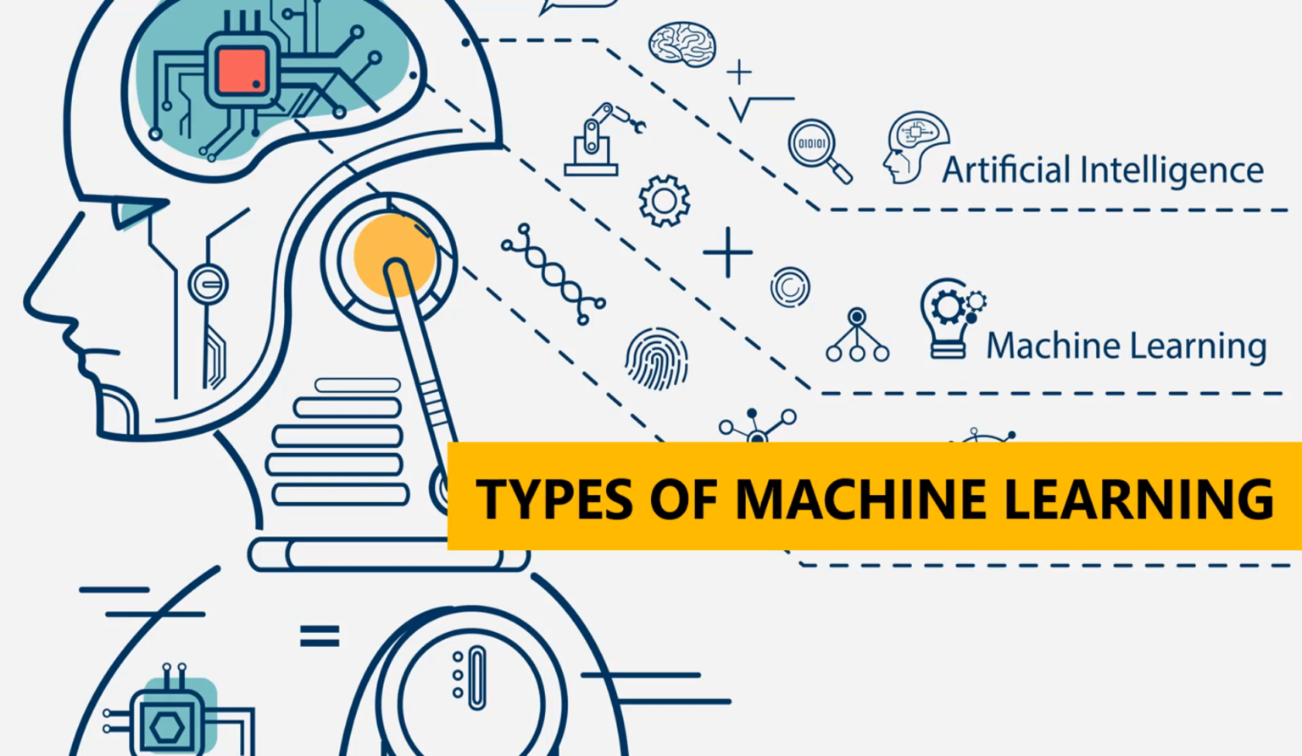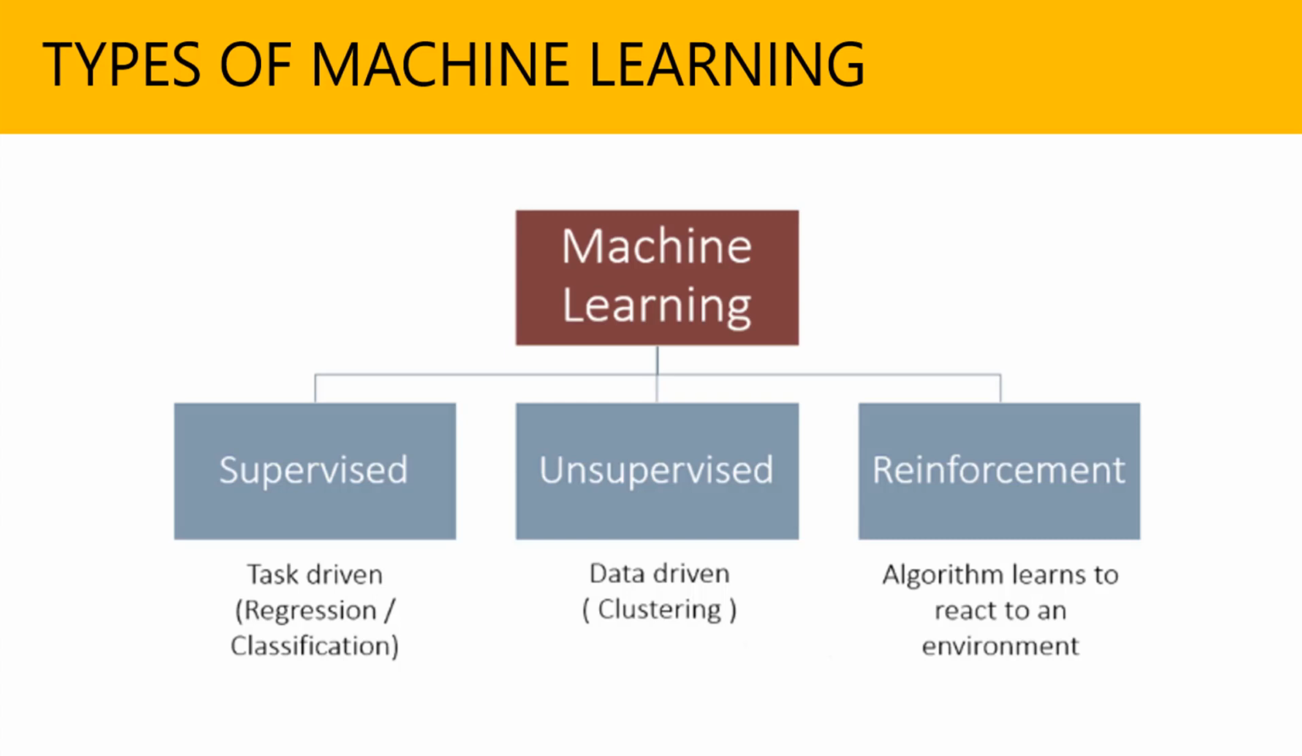I'm going to talk about the types of machine learning that are out there and what is the best one to use when you're encountering a machine learning solution. So here are the basic three types of machine learning that we can implement. We can either do supervised, unsupervised, or reinforcement learning.